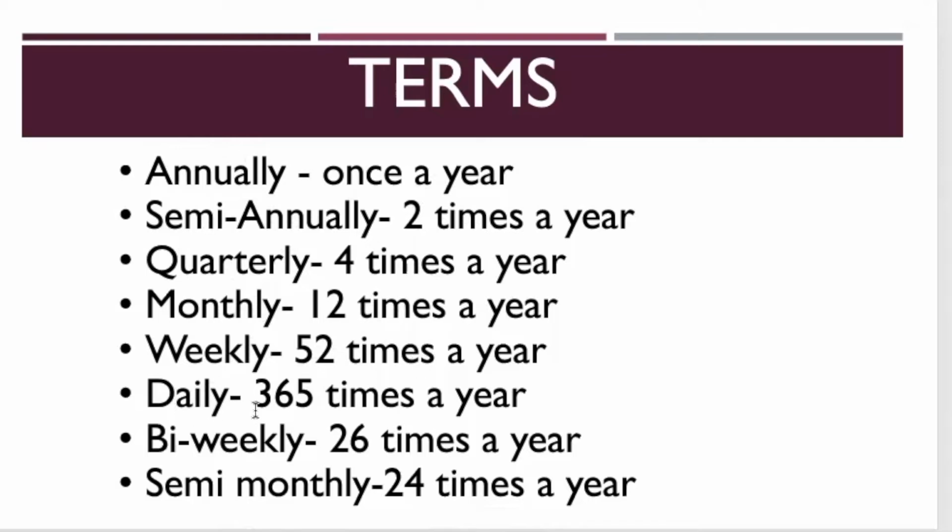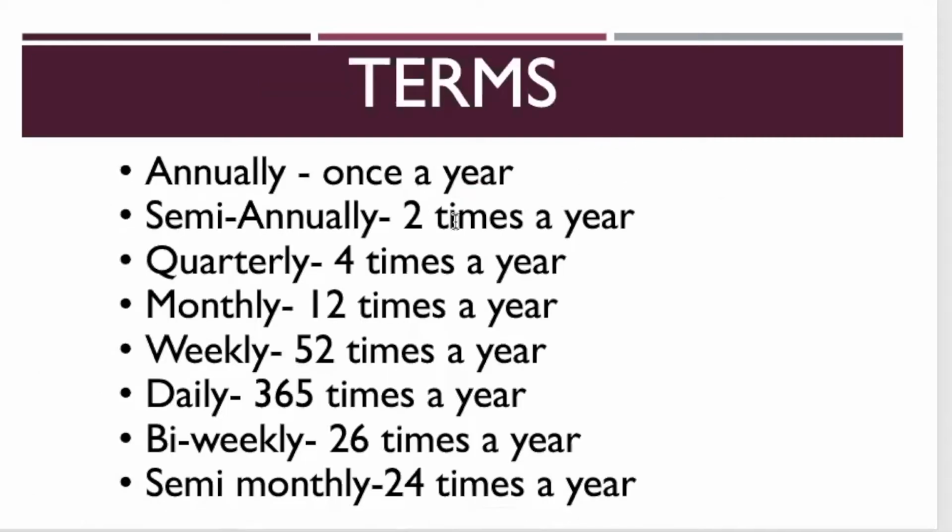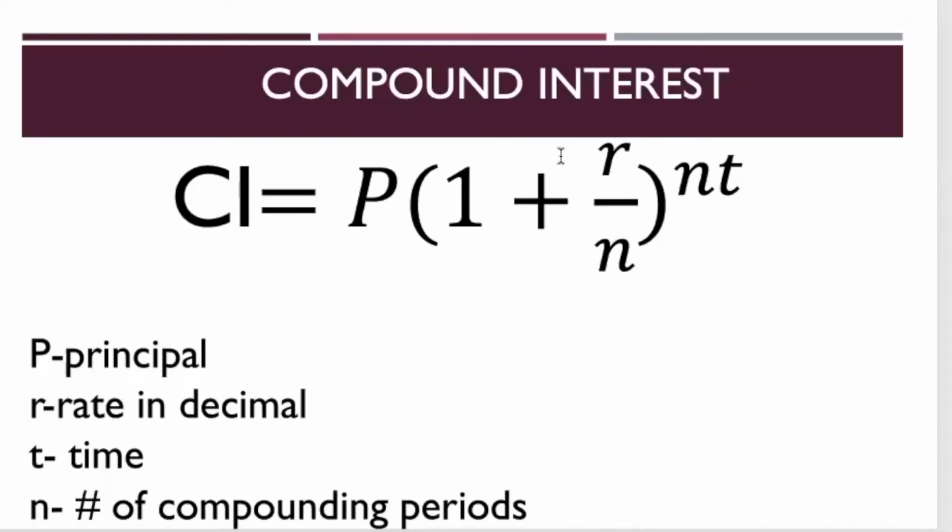Compounded daily, 365 times a year. Bi-weekly, 26 times a year. And semi-monthly, 24 times a year. Now, this is important because it affects the rate and the time. How is it compounded? So if it is compounded semi-annually, which means 2 times a year, then I will have to divide the rate by 2 and multiply the time by 2.